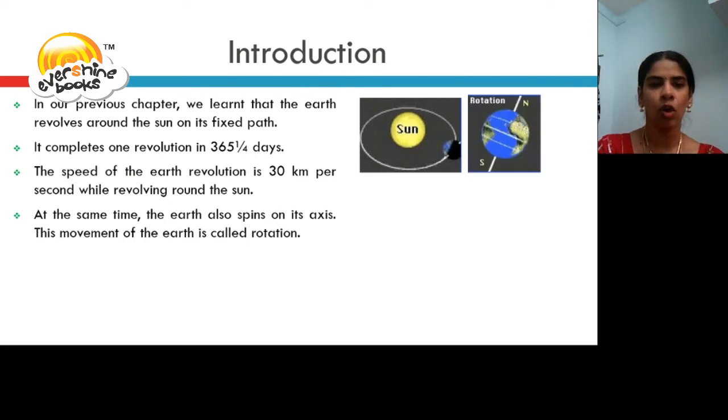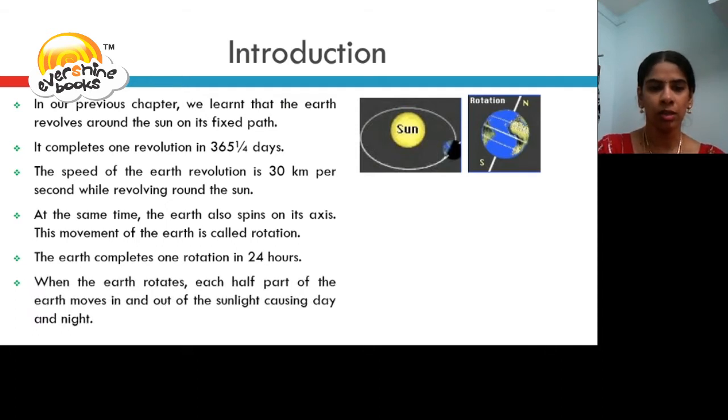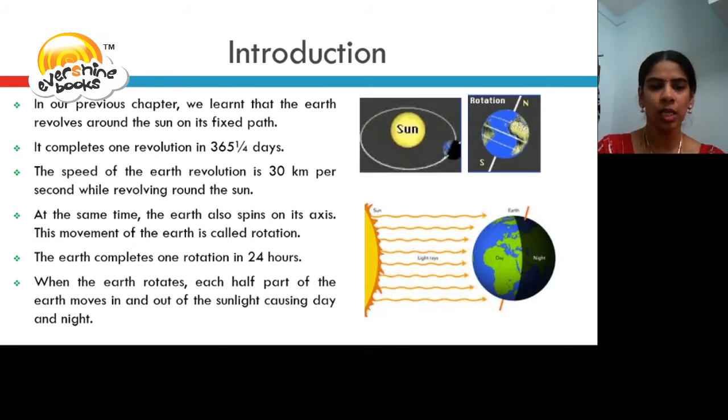This movement of the earth is called rotation. The earth completes one rotation in 24 hours. When the earth rotates, each half part of the earth moves in and out of the sunlight, causing day and night.